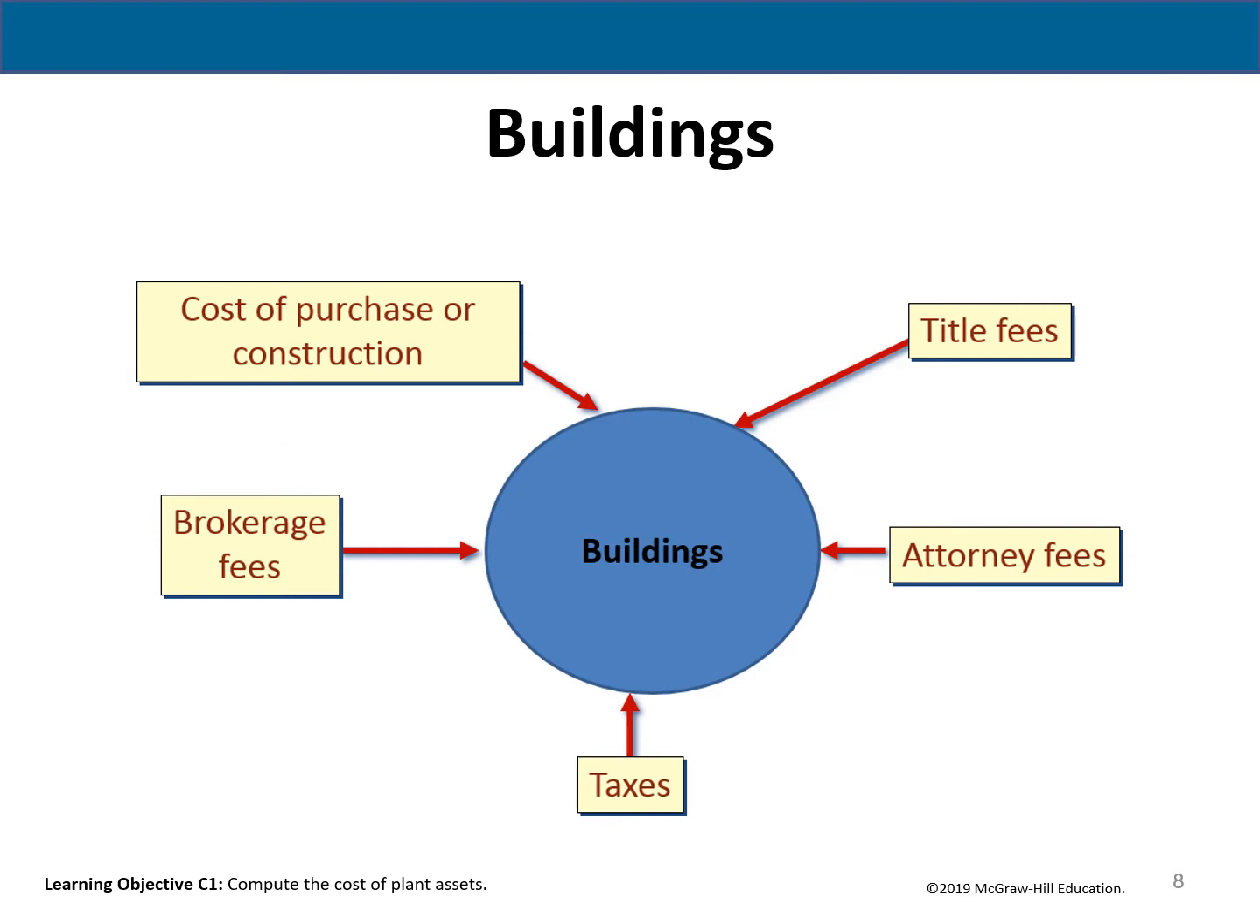When it comes to buildings, it depends. If you purchase the building, the cost of the building. Title fees associated with the building. So if you have to pay to have the title transferred, if you have to pay an attorney to help you with the process of purchasing, an architect, that's not mentioned here. But if you have an architect, even when you purchase an existing building, you may do major renovations to get it ready for its intended use. Those are all debited to the building account. Taxes, brokerage fees you may have to pay to purchase the building.